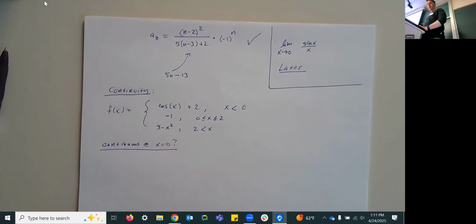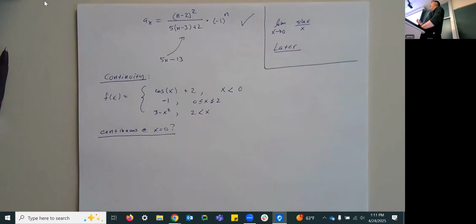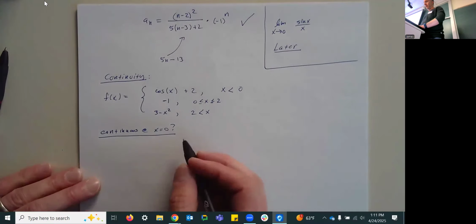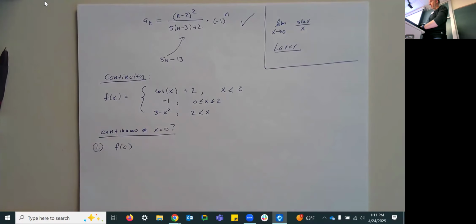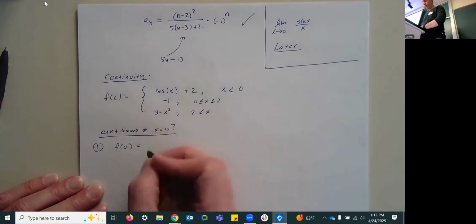When I'm thinking about continuity, I'm always looking to test the 3 things. First, is it defined? Most of the time it will be because it's kind of boring if it's not. Like, well, yeah, it's not continuous, it's not defined, we're done. So usually functions are going to be defined at 0. So question 1, what's f of 0? Well, which piece of the function am I using? The top, the middle, or the bottom? We're using the middle, right? Because that's where x is equal to 0. So f of 0 is -1.